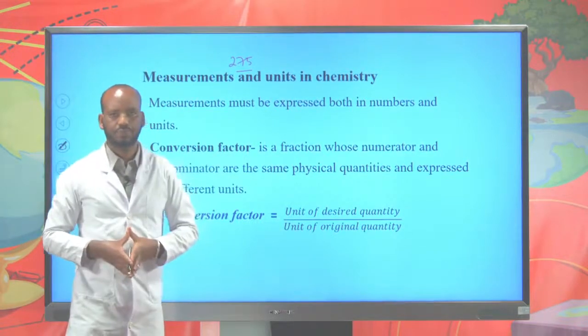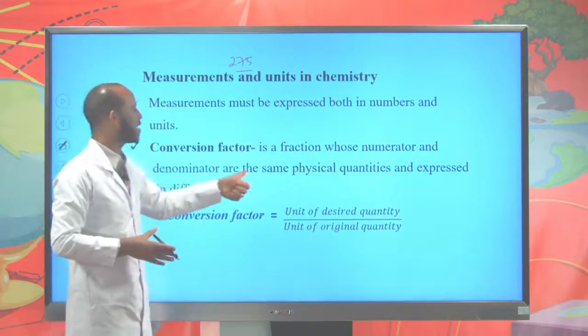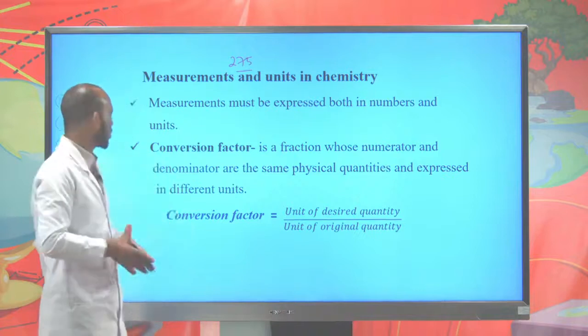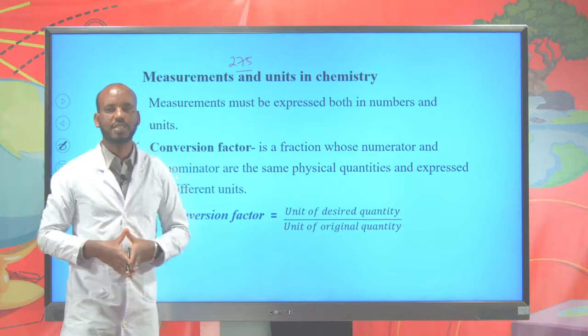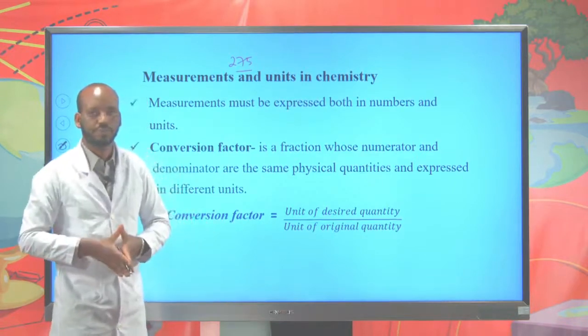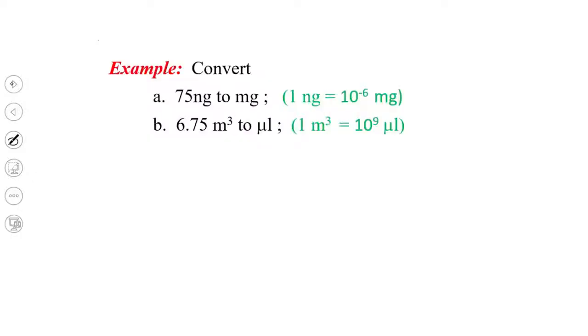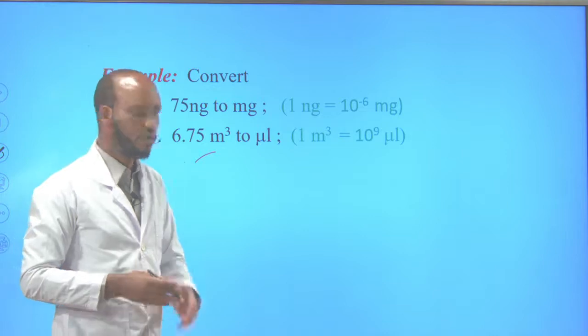Conversion factor. Conversion factor is a fraction whose numerator and denominator are the same physical quantities and expressed in different units. Conversion factor equals unit of desired quantity divided by unit of original quantity. For example, convert 75 nanogram to milligram. You are asked to convert 75 nanogram to milligram. What do you do? Good.